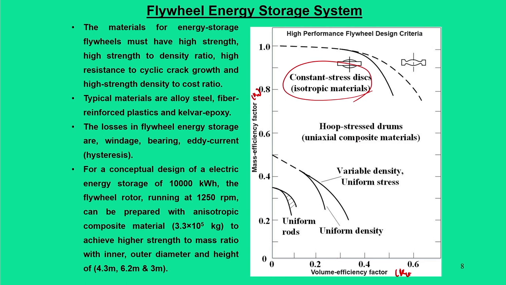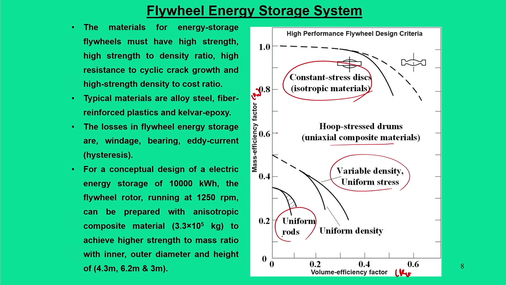Another category is uniaxial composite materials. They fall under the mass and volume efficiency factor in the range of 0.6. The third category is variable density materials. They have a good mass efficiency factor but a lower volume efficiency factor, and uniform rods are also least favored.